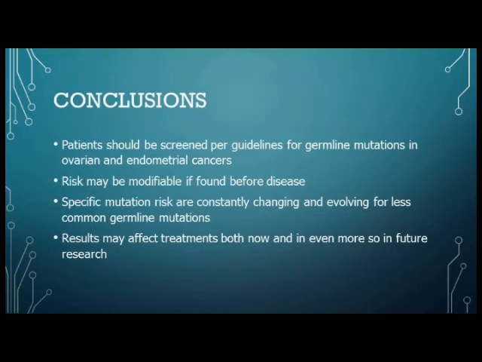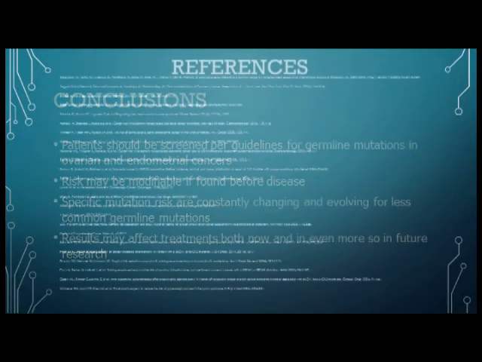So in conclusion, patients should be screened per the guidelines for germline mutations in ovarian and endometrial cancers. Risk may be modifiable if found before disease. Specific mutation risks are constantly changing and evolving. And the results may affect treatments that we have now, and probably even more so in the future, as everything being studied is focusing more on specific mutations within the cancer. And here are my references. I just have one.